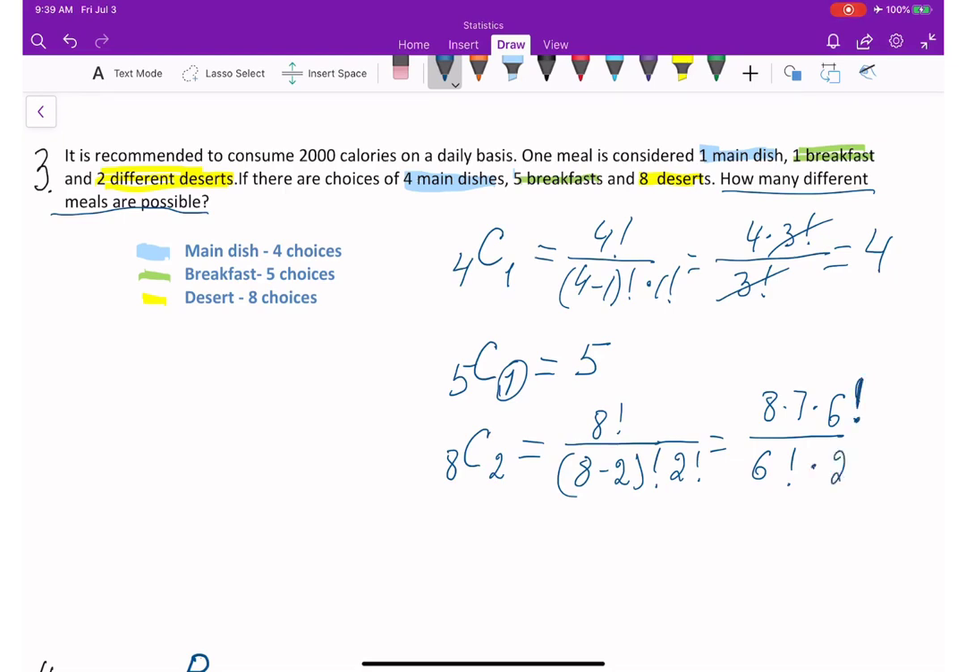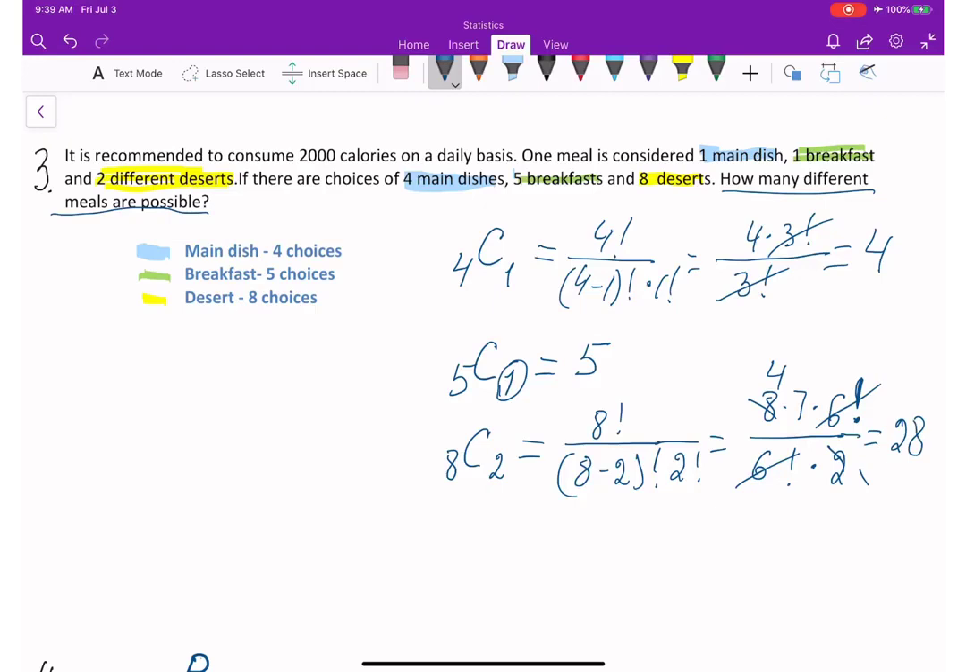And 2, just leave 2. Makes no sense to put times 1. So 6 and 6 is gone. 2 I can cancel with 8. So the answer is 4 times 7. It's going to be 28.